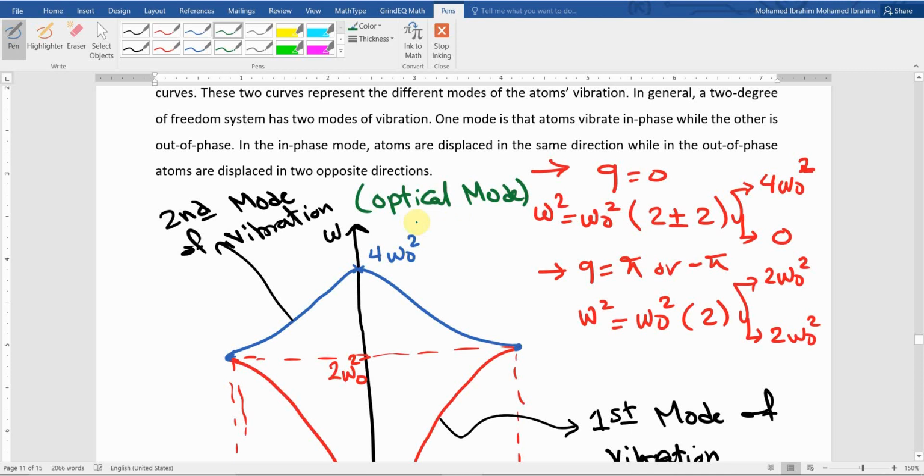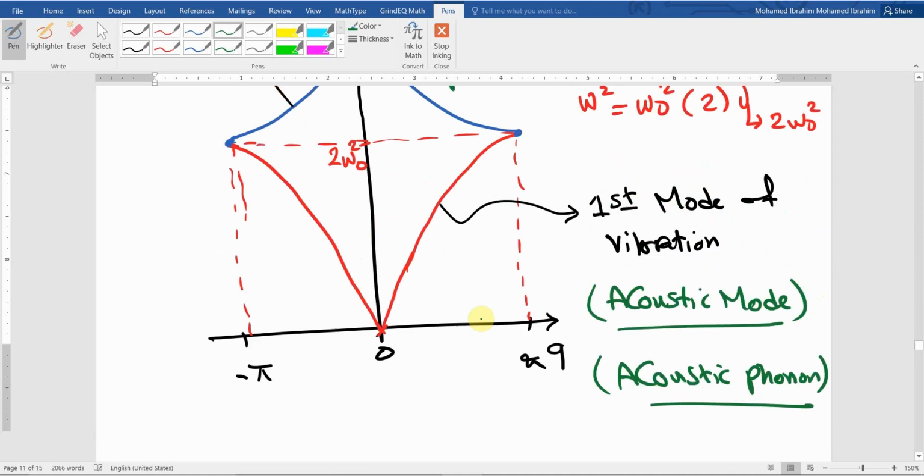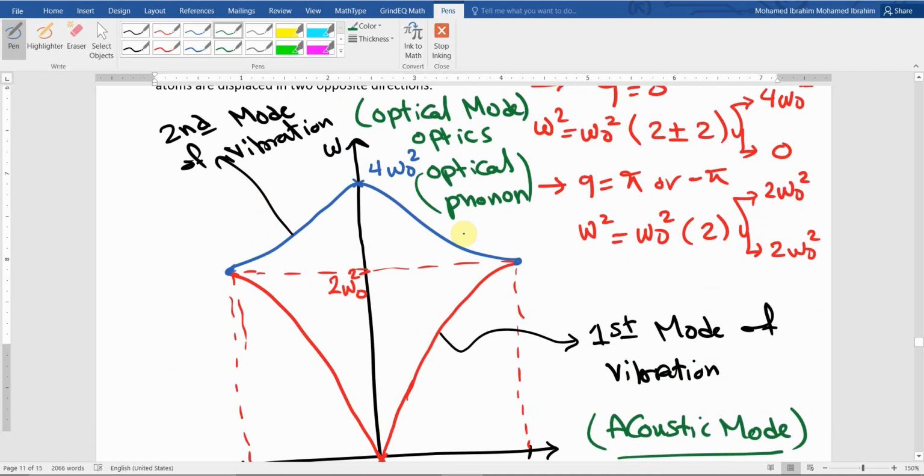Basically we can say that this is like optics. This one is known as optics, or could be named the optical phonon. And this one would be called the acoustic phonon. This is what is commonly known in physics. Phonon is the mechanical description of the vibration of atoms about their equilibrium position within a certain diatomic lattice or a certain lattice model.